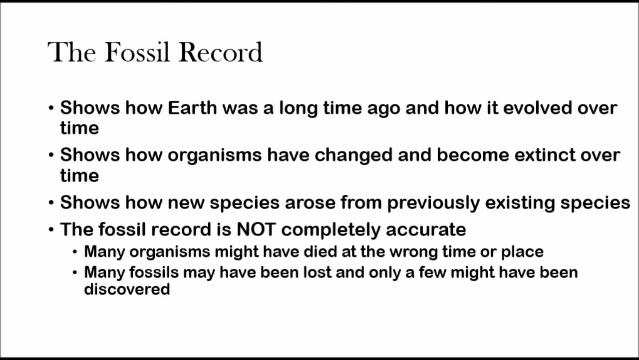However, the fossil record is not completely accurate. Many organisms might have died at the wrong place or the wrong time. Scientists might look at these fossils disappearing and think it's an extinction event, but it might have just been an organism dying because a rock fell on it or something like that. And many fossils may have been lost, and only a few might have been discovered, right? So you never know if the fossil record's actually accurate, because there might be other fossils that we've just not found yet, or maybe those fossils have just eroded and we're missing a big piece. So the fossil record is not completely accurate, remember that.